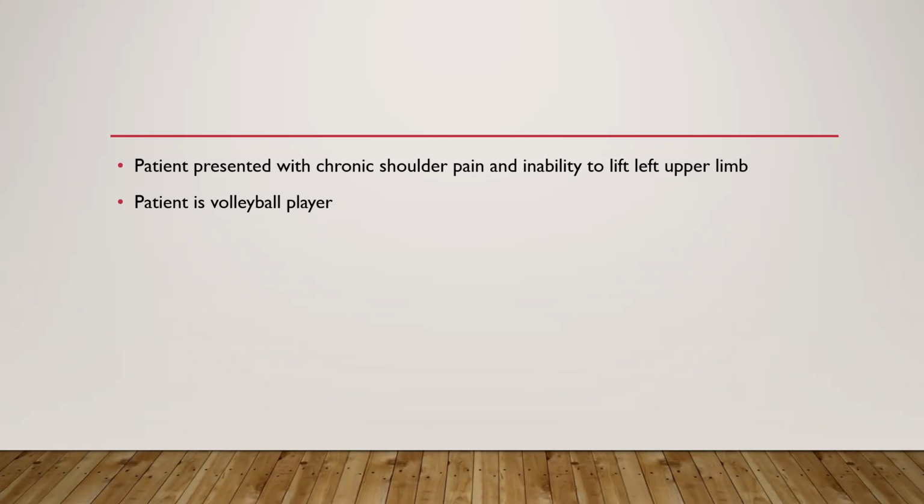Please read. Patient presents with chronic shoulder pain and inability to lift left upper limb. Patient is a volleyball player. So what do you think? What are the possibilities? Left upper limb. Mostly, sir, thoracic outlet and lower trunk involvement, axillary nerve involvement.